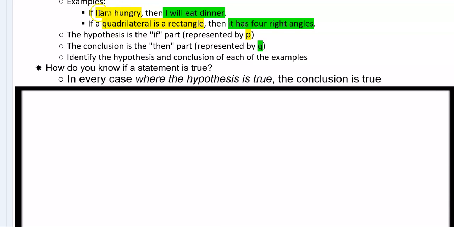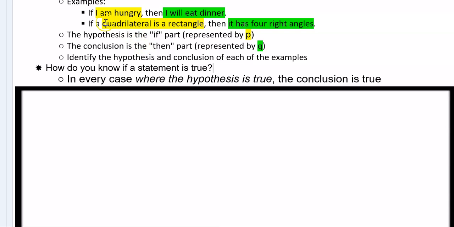So let's consider our first statement. If I am hungry, then I will eat dinner. So think in your life about all the times that you are hungry. Do you always eat dinner after those times? Probably not. Maybe you have a snack. Maybe you get a drink of water. Maybe you eat breakfast because it's the morning. So that statement might not be true because if we think about all the situations where you are hungry, they don't always result in eating dinner. But if the statement is true, every time you are hungry, you must eat dinner.